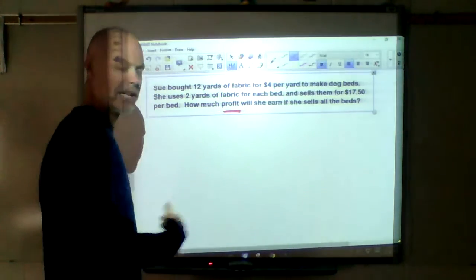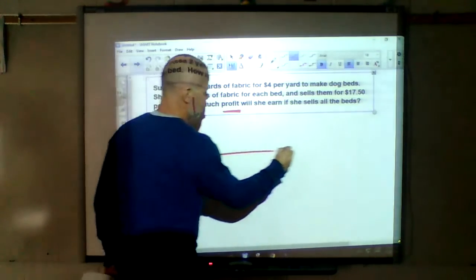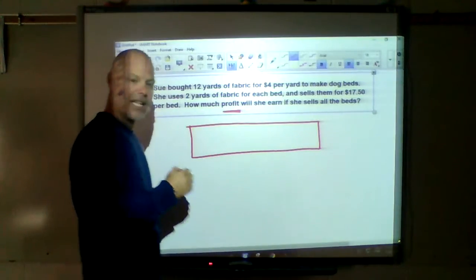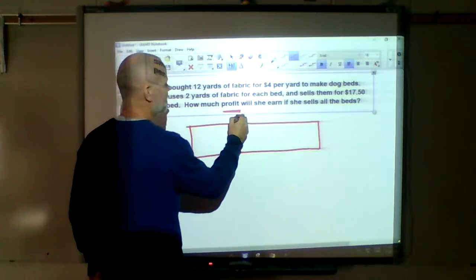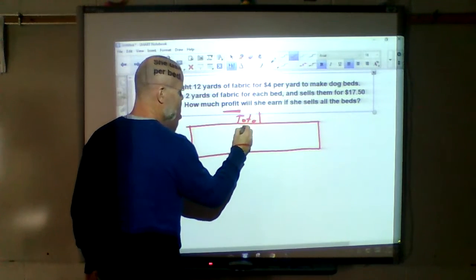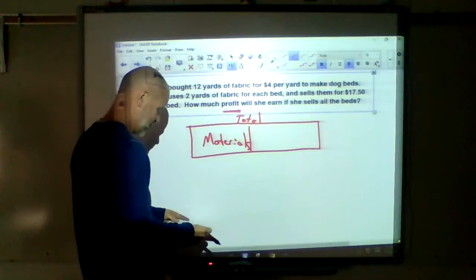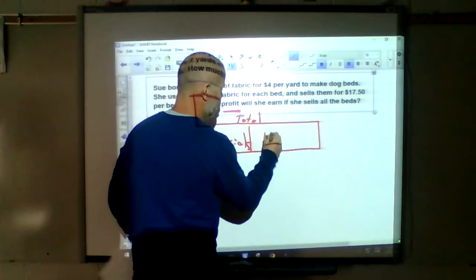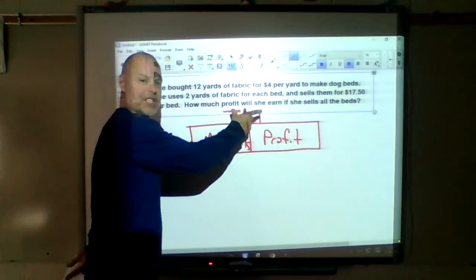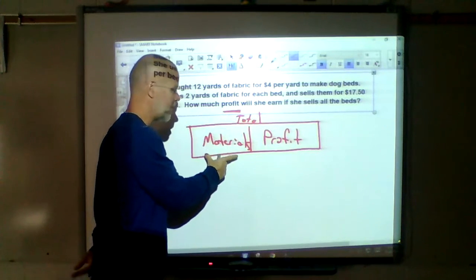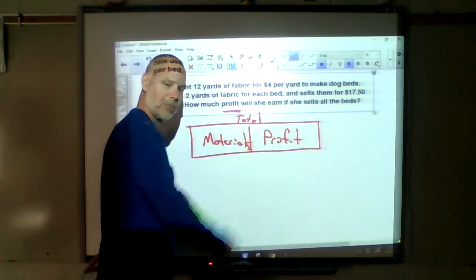Okay. Profit is the money you have left over after you pay for the materials and labor. The labor, there's no labor. She's not paying herself anything other than the profit. So the total is made up of two parts. You have the materials, right, and the profit. She's going to make some money. Problem is, she already paid for the materials. So the difference between the total amount of money that she makes and the materials, that's her profit.